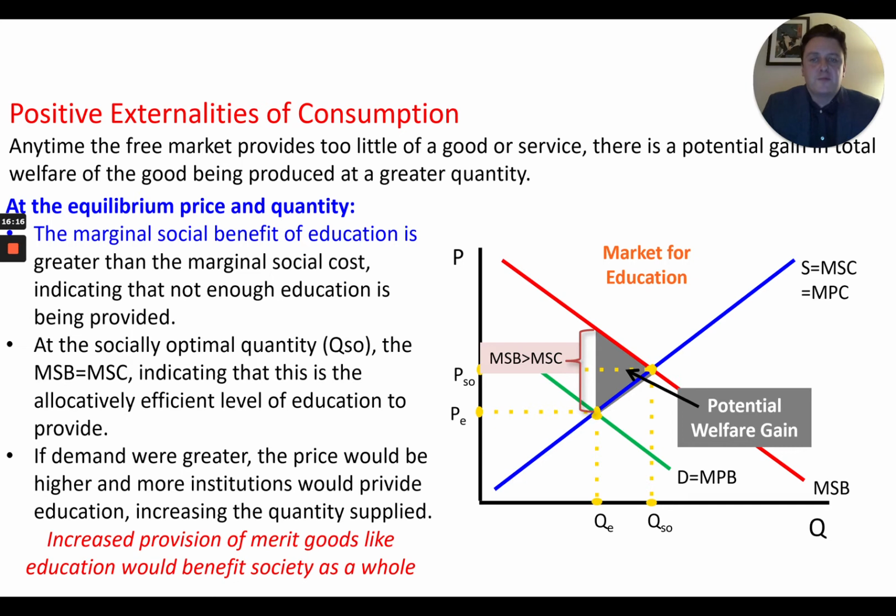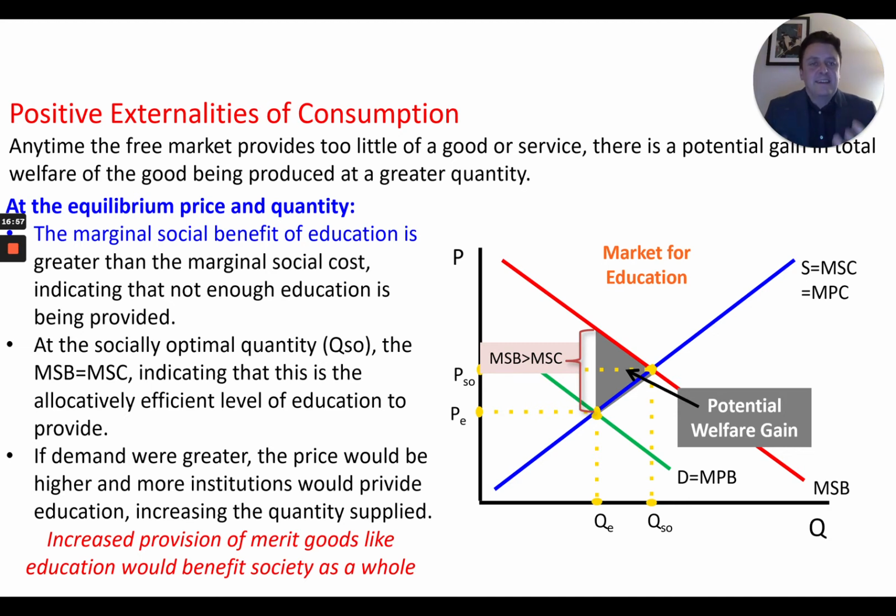Okay, so as we described, the marginal social benefit of education is greater than the marginal social cost, indicating that not enough education is being provided. At the socially optimal quantity, QSO, the marginal social benefits equal the marginal social cost, indicating that this is the allocatively efficient level of education to provide. If demand were greater, the price would be higher, and more institutions would provide education and increase the quantity supplied.